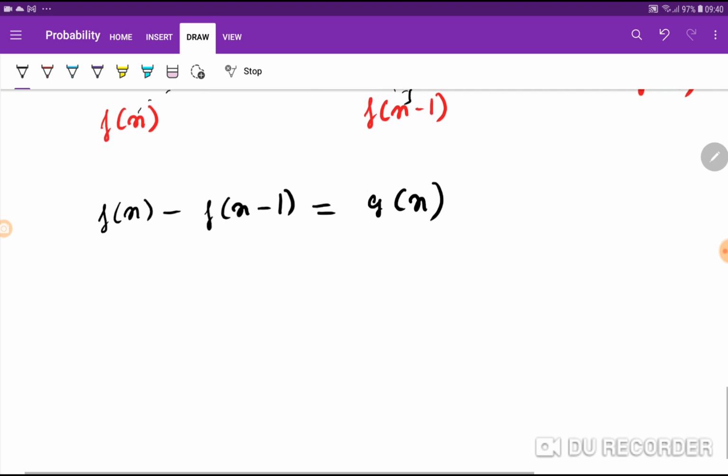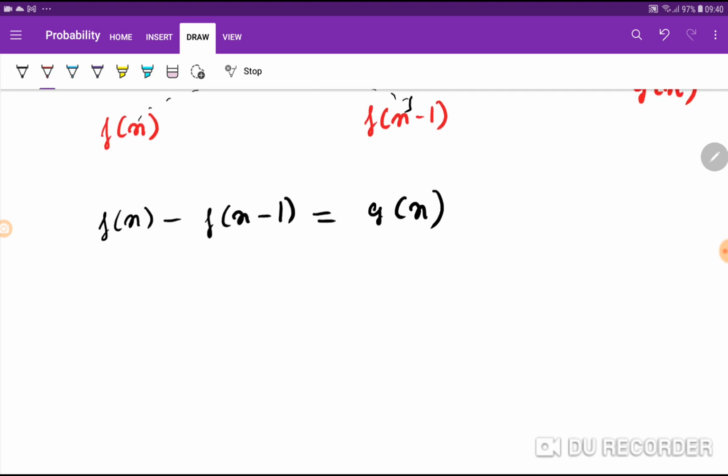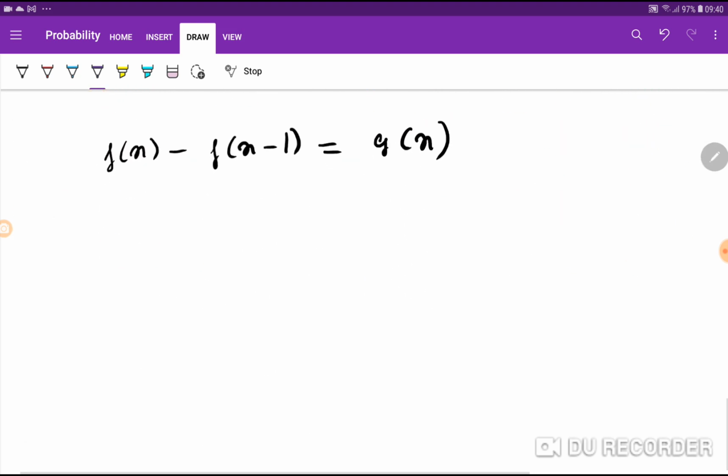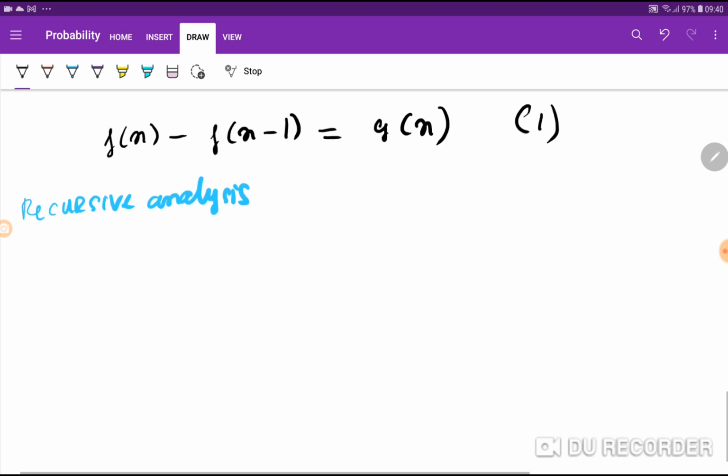Now I'm going to do something right here. It's kind of intuitive, but it will make sense, I promise. I'm going to do something called recursive analysis, so that it generates a bunch of geometric series, I guess, and then things cancel out. Like they always say, things cancel out, and in the end everything will be fine. So this is equation 1, and I'm going to rewrite it like this.